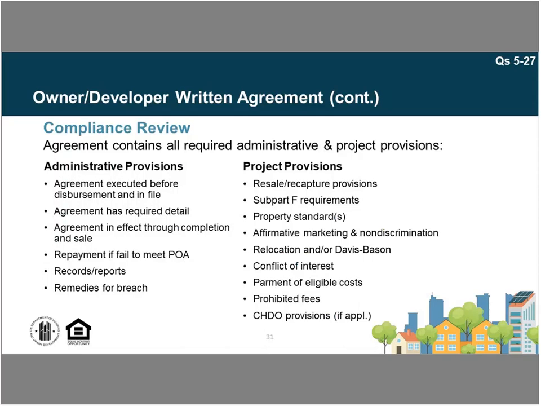I've grouped them as the administrative provisions, which are the general contract kind of provisions, and then the project-specific provisions as they may apply. Subpart F, which you see in the second bullet in the right-hand column, refers to 92.250 through 254. So it brings in the underwriting requirements, the property standards, and all of the homebuyer project requirements that I've mentioned.